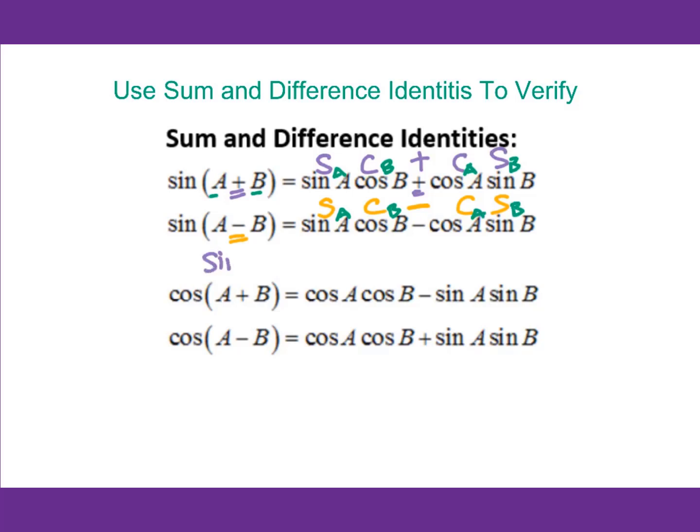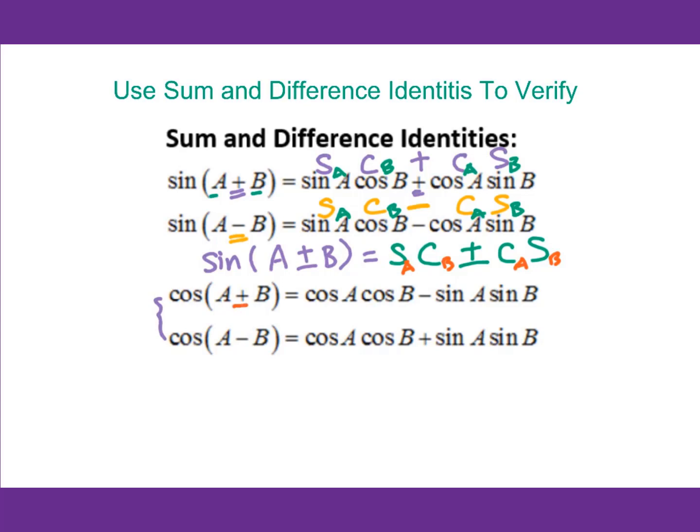In other words, we got sin(A plus or minus B) is SC plus or minus CS, with angles A, B, A, B. The same way to analyze the cosine sum and difference identities.